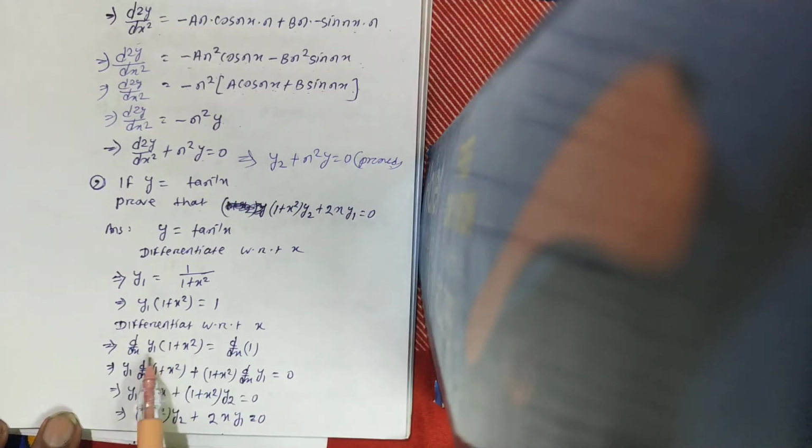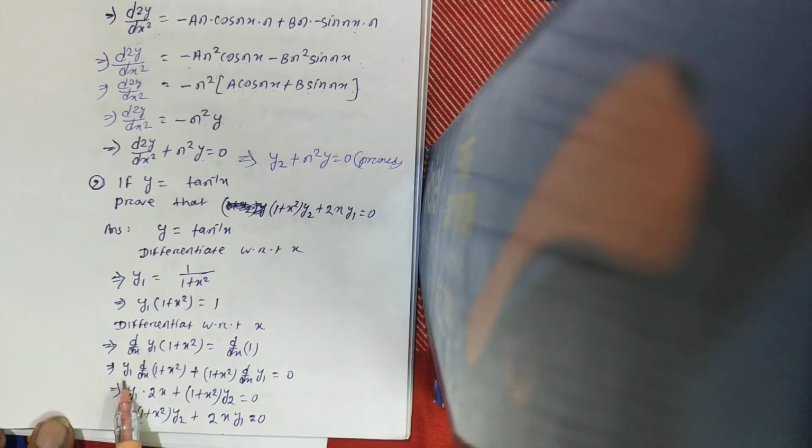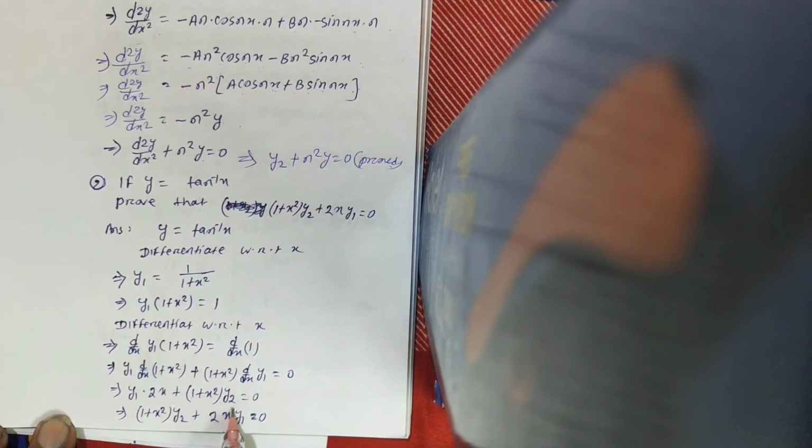Now you just use the product rule to find the derivative of y1 whole into 1 plus x square. So this will be y1 d by dx of 1 plus x square plus 1 plus x square d by dx of y1 is equal to 0. Now the derivative of 1 is 0 and the derivative of x square is 2x, plus 1 plus x square, the derivative of y1 is y2, is equal to 0. So finally we get 1 plus x square y2 plus 2x y1 is equal to 0.